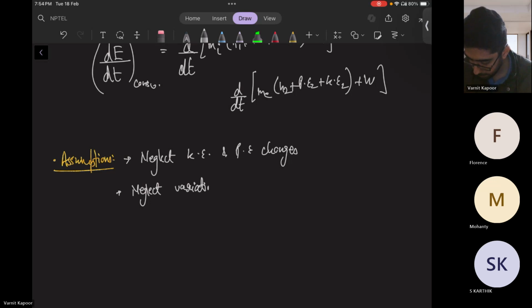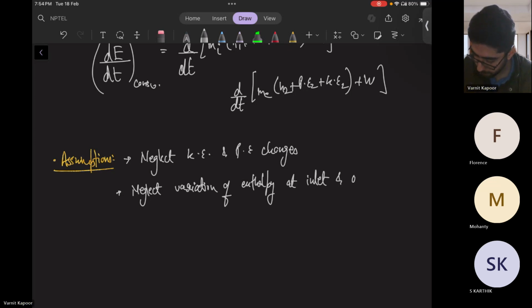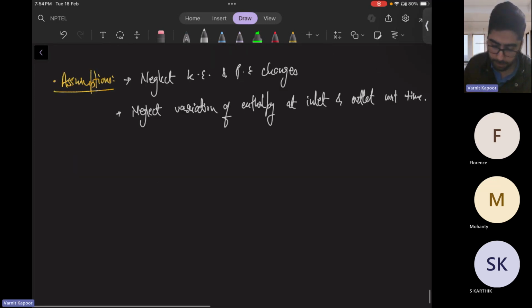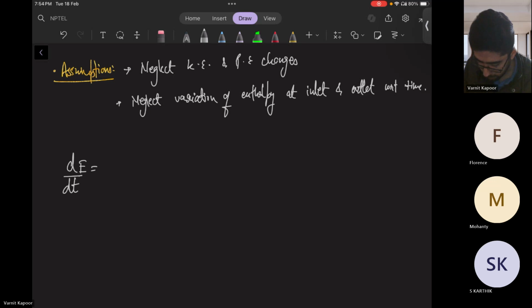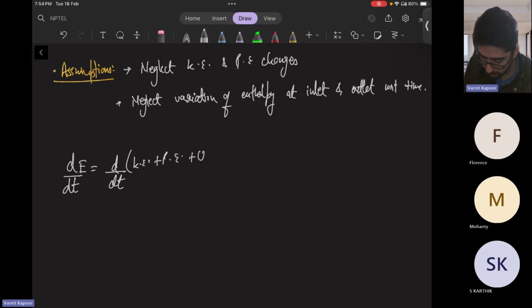Neglect variation of enthalpy at inlet and outlet with respect to time. So dE by dt, because E is the sum of kinetic energy, potential energy and internal energy, is d by dt of kinetic energy plus potential energy plus internal energy. This is the microscopic and macroscopic form which we have discussed in our previous tutorial. So this is 0, this is 0, and dE by dt can only be written as dU by dt, the change of internal energy.